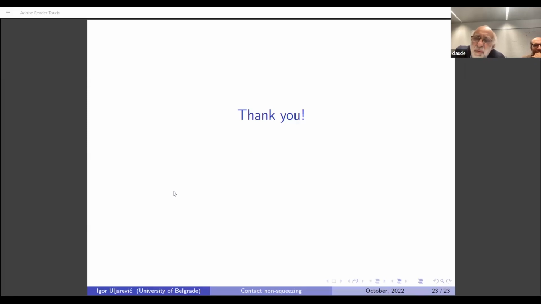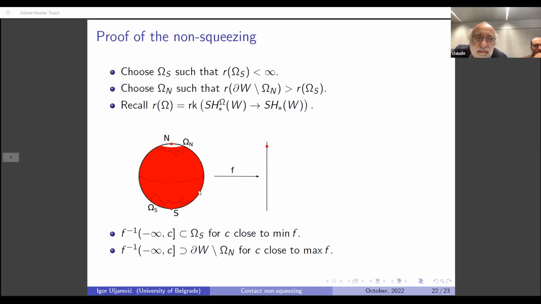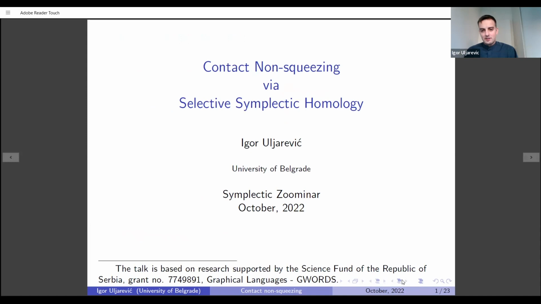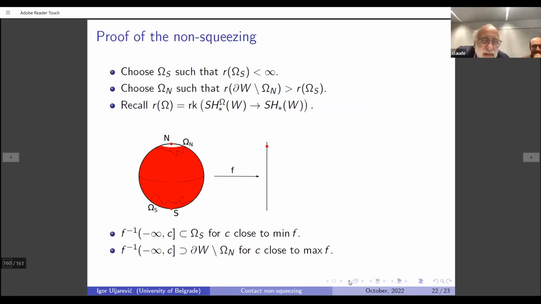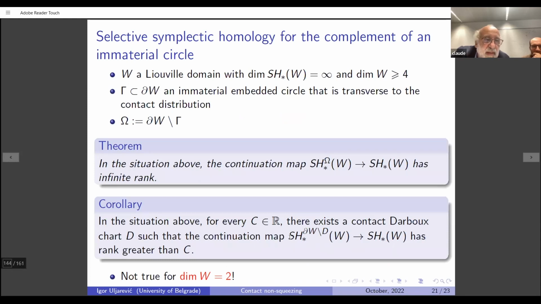Can I ask you a question? Why did you use gamma to be immaterial? I have the impression that you only use that the point is immaterial. It's on the slide before that, I think, probably 21. Yes. So here you start by saying that a loop is immaterial, and then I have the impression you're only using that a point is immaterial. Am I wrong?